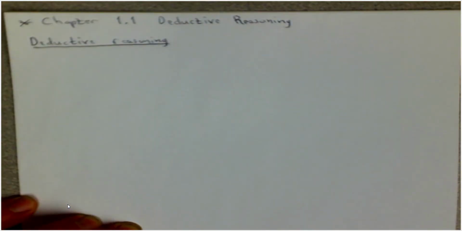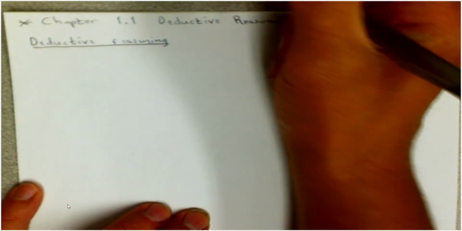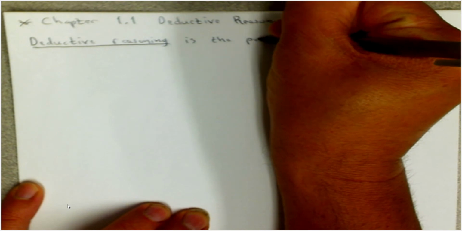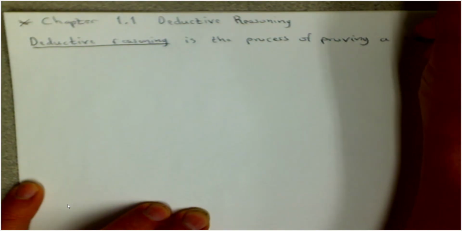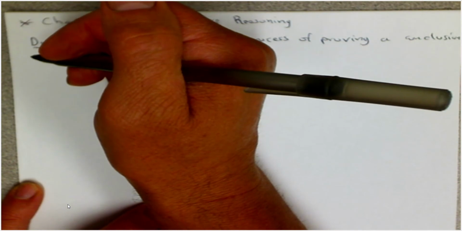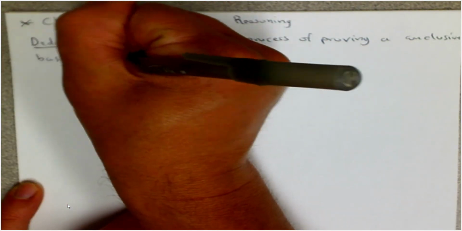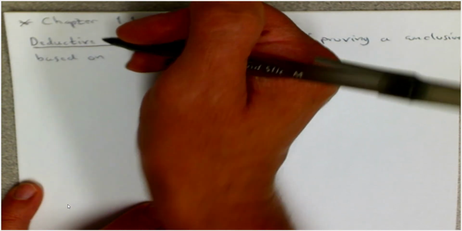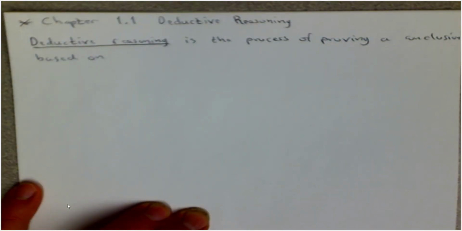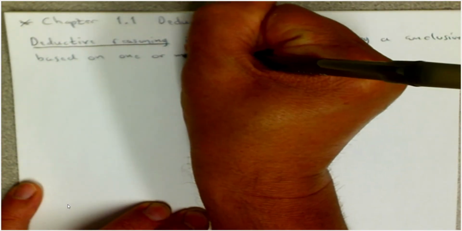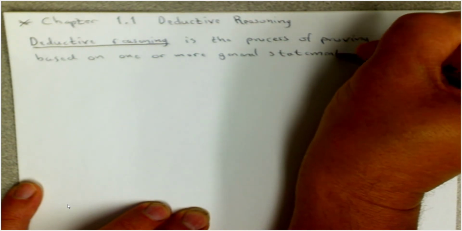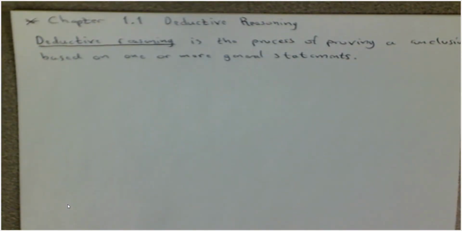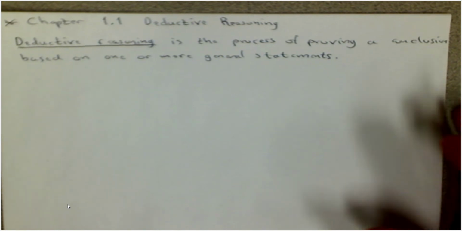Take this to be a definition here: deductive reasoning is the process of proving a specific conclusion from one or more general statements. Conclusion based on one or more general statements. So if you have some conjectures made, some observations made, deductive reasoning would be the actual proving of that.